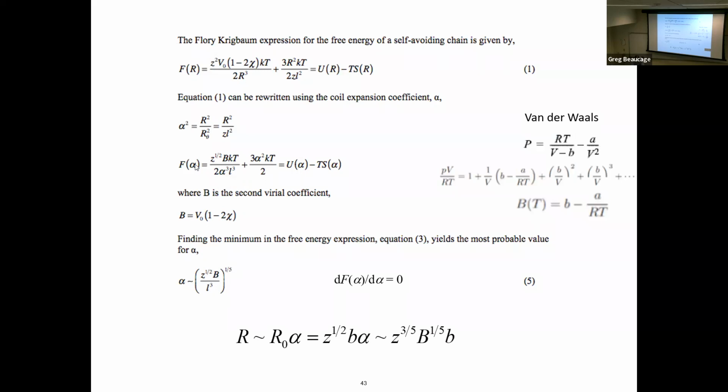And alpha is R by R naught, and R naught is z. So 1/10 minus, so 2/5 minus 5/5 gives you 3/5. That gives you the 3/5 law.